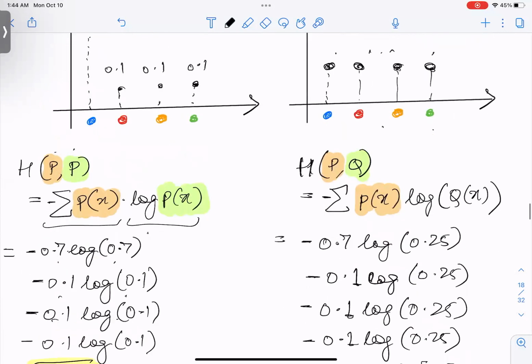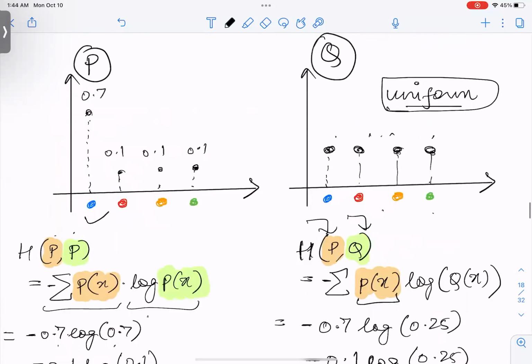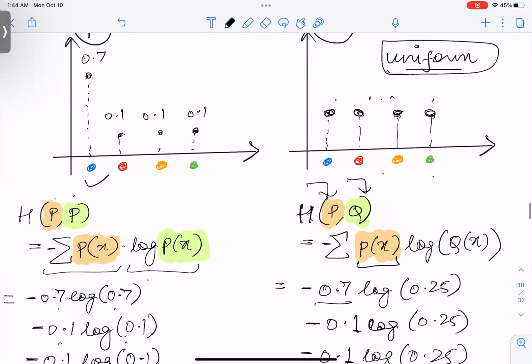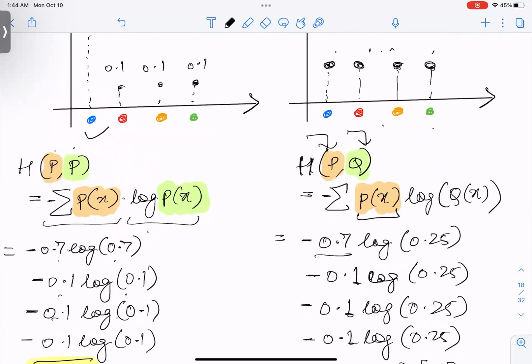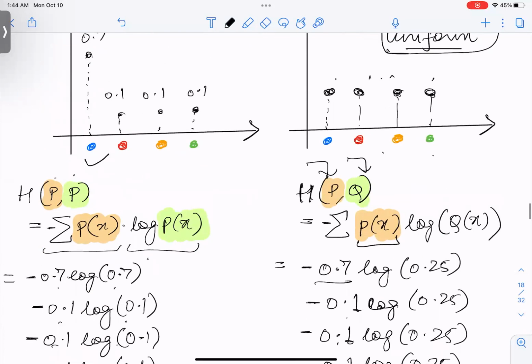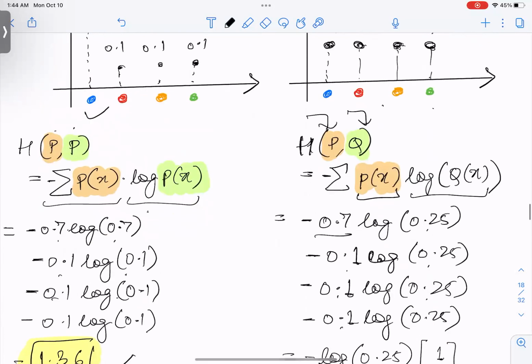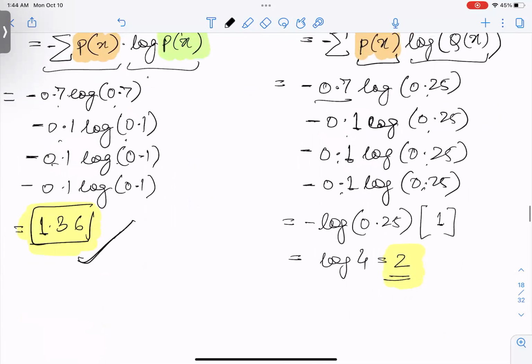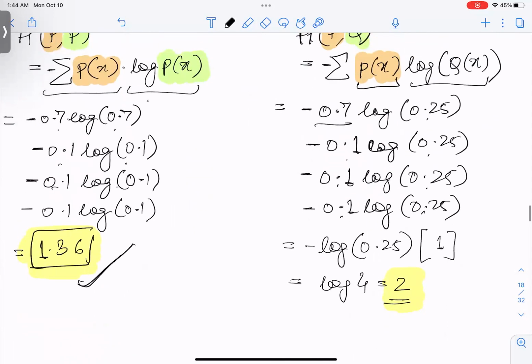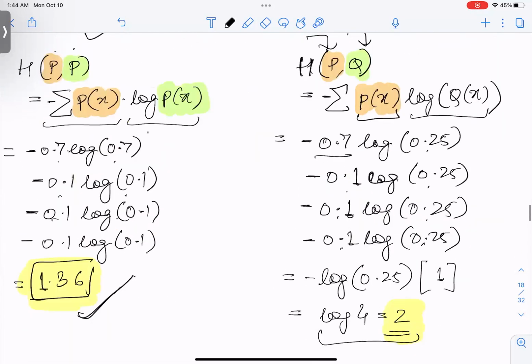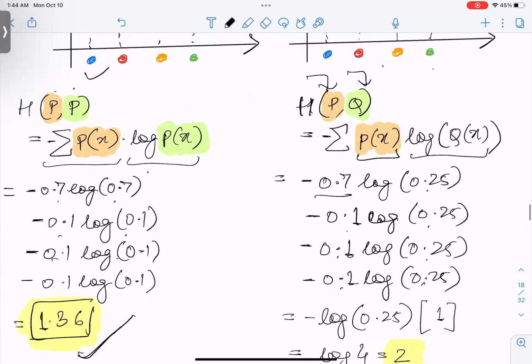So what I'm going to do is calculate the cross entropy. I'm using these values for P(x): for blue it is 0.7, and for the rest of them it is 0.1, 0.1, and 0.1. But for log Q(x), I'm using these values, 0.25, 0.25, 0.25, and 0.25. And we can see that it is 2, which is more than the actual optimal number.